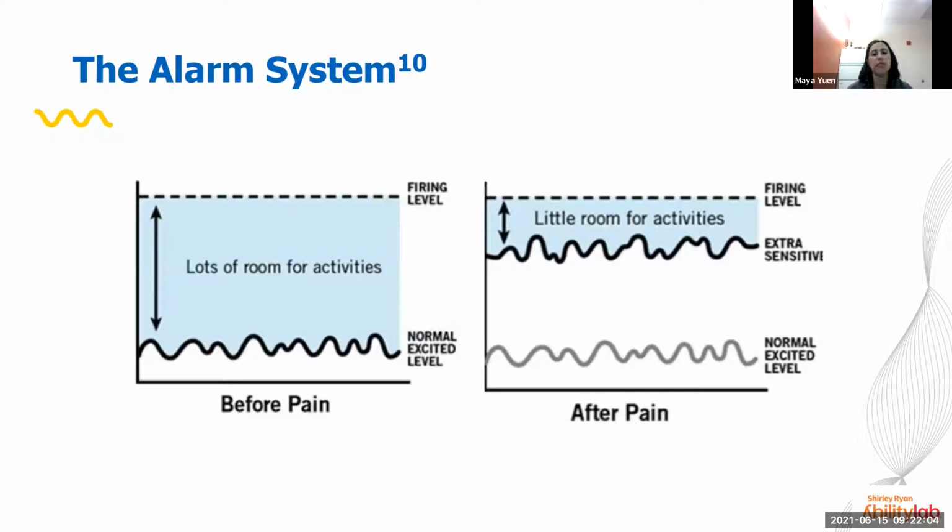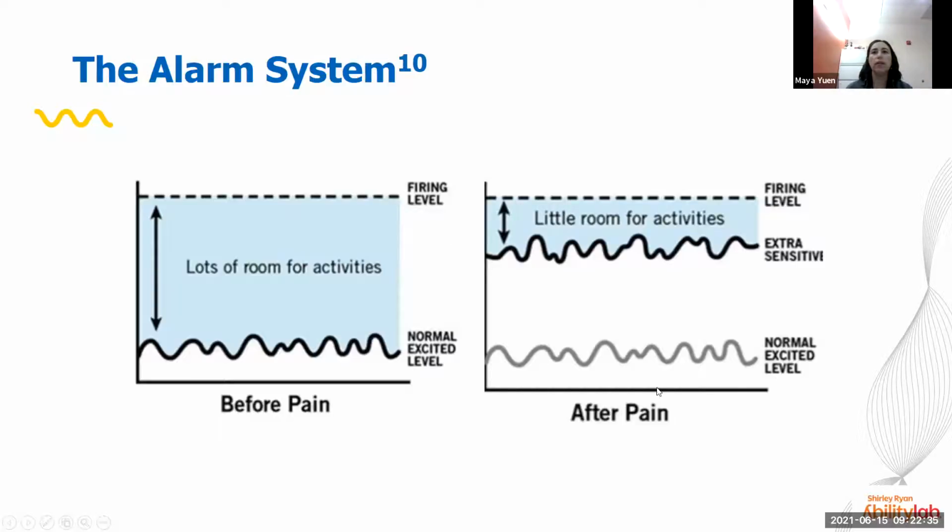In the presence of injury, it's normal for this to take a day or two, so your body might still continue to have increased sensitivity to stimuli, but that's a normal response to protect the area. So on this left-hand side, this is where we are normally, our baseline, normal excited level. There's a lot of stimulus that has to occur in order to reach this firing level, where the alarm system will start to go off.